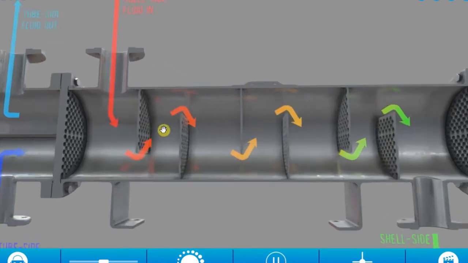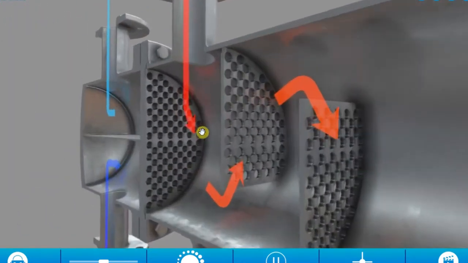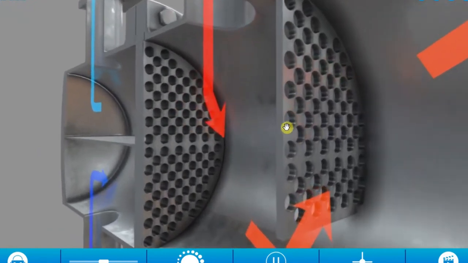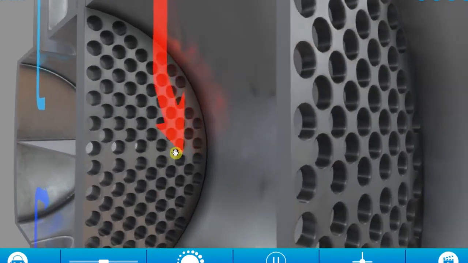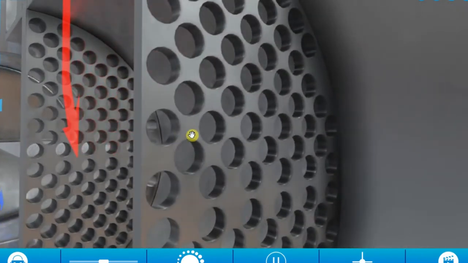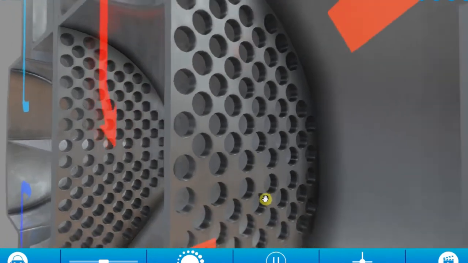We can see that around the tubes there is space for the fluid to flow because the tubes are not all directly next to each other. There's a bit of a gap. You can see here, if I come across, all of these gaps where my mouse is going now is where the shell side fluid is going to flow around the tubes.